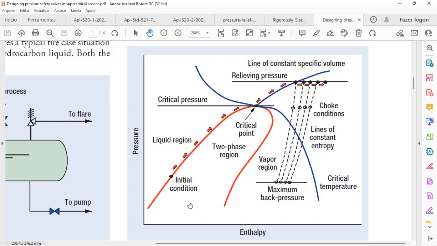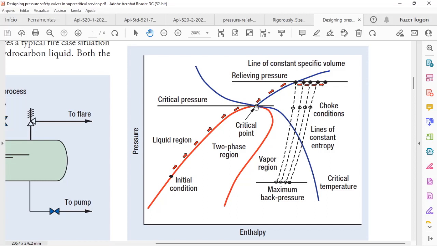When this happens in a fire case condition, we will have the addition of heat to the vessel, and because the liquid is in a confined space, the addition of heat will lead to an increase of temperature and also an increase of pressure, because there is no way the fluid can be relieved until the set point of the pressure relief device. So in this case, the fluid will follow the equilibrium line, increasing the pressure and temperature until it reaches the critical pressure and critical temperature point.